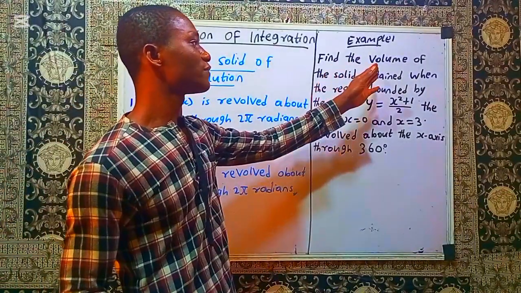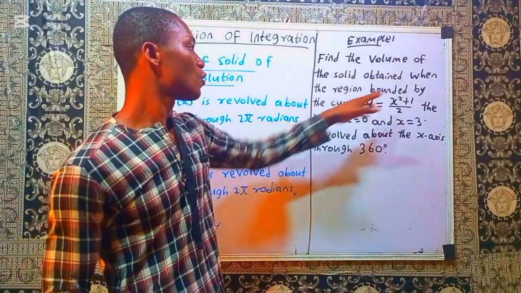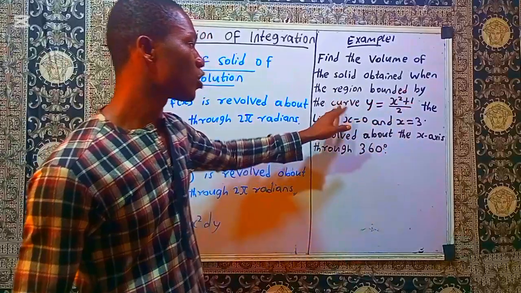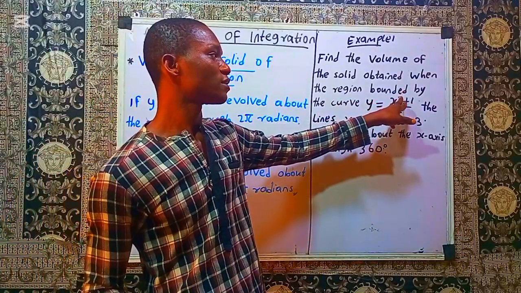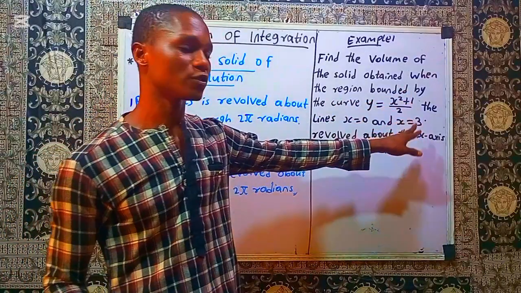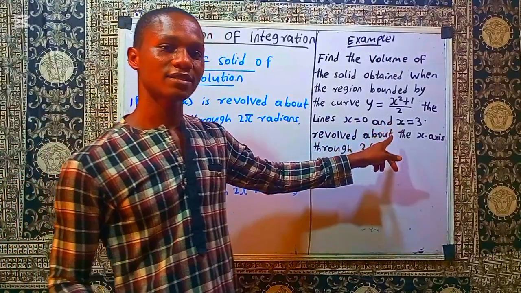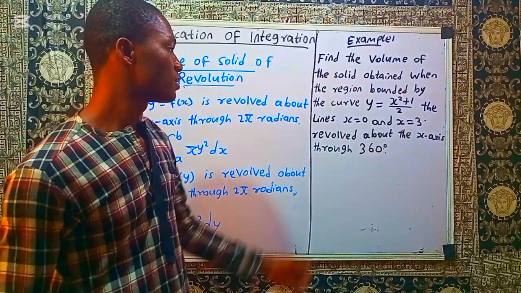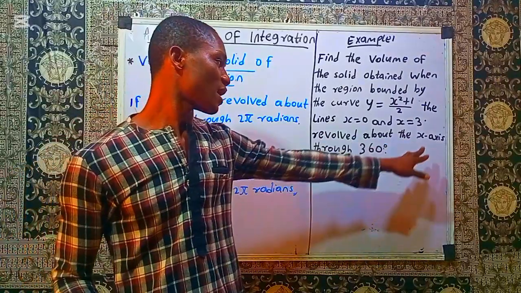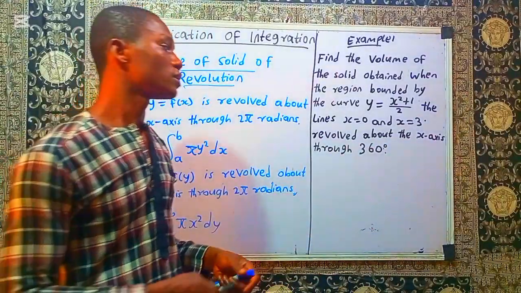They ask us to find the volume of the solid obtained when the region bounded by the curve y equals (x squared plus 1) divided by 2, the lines x equals 0 and x equals 3, and the curve is revolved about the x-axis through 360 degrees.